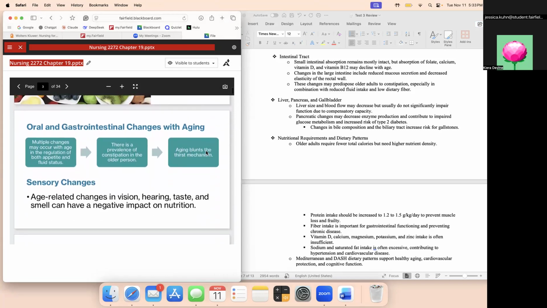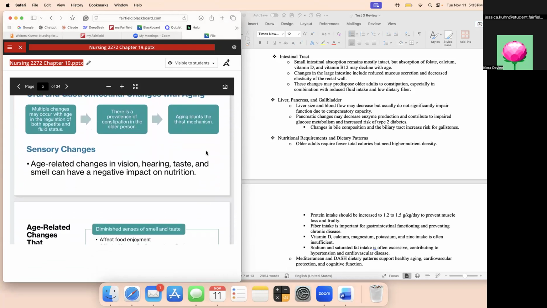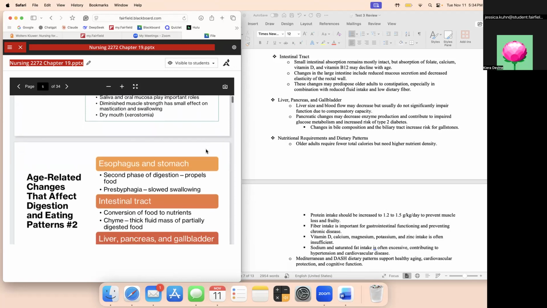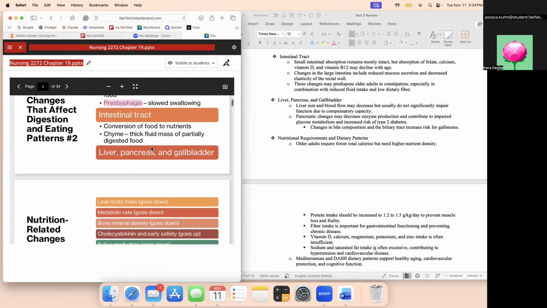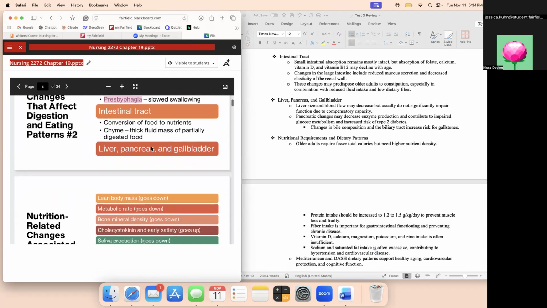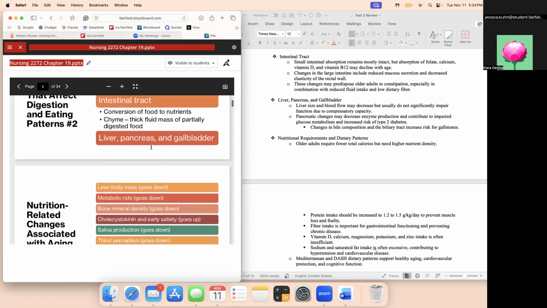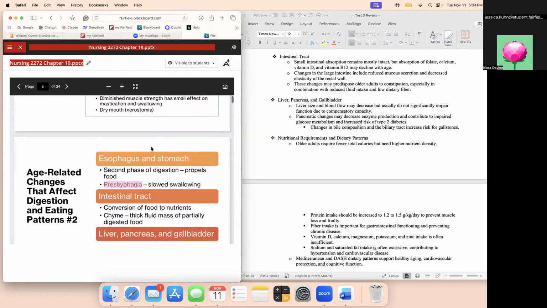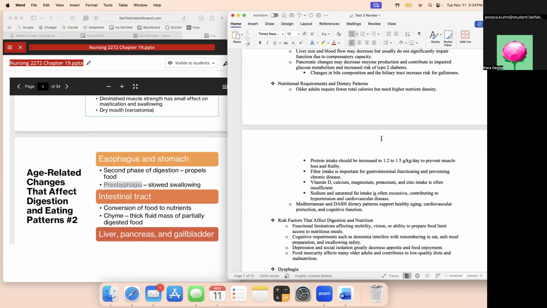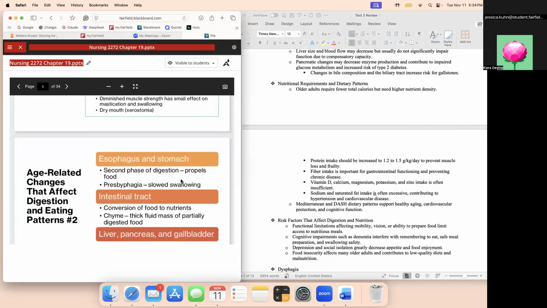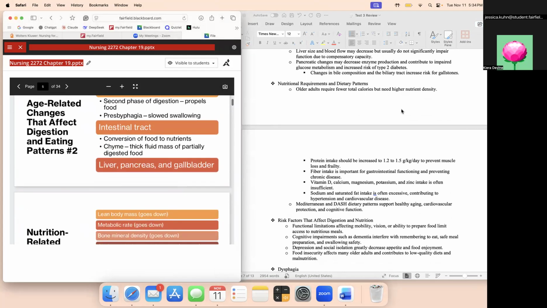Just touching on these slides. I think we covered all of this. She uses a specific word for slowed swallowing. And this is, I think, just an overview of what those things do. Mine is a little bit more in depth, I pulled a lot of that from the book. But if she mentions it here, I would know it.